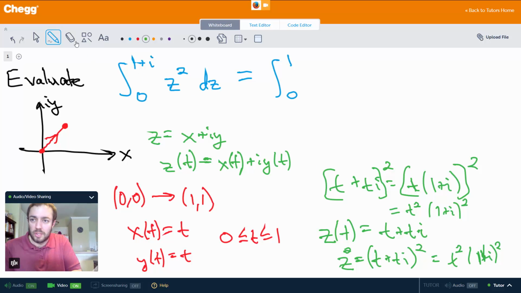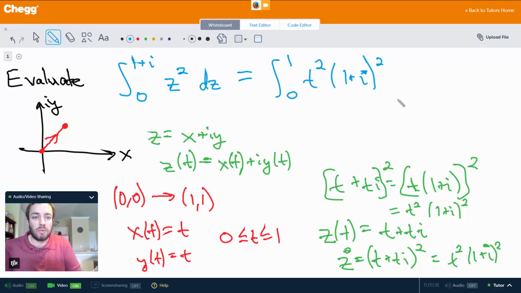So that says 1 plus i. Let's go ahead and fix that. So t squared times (1 plus i) quantity squared. But there is something that we have to be careful about now. So we are integrating, so this is t squared, and then (1 plus i) quantity squared.